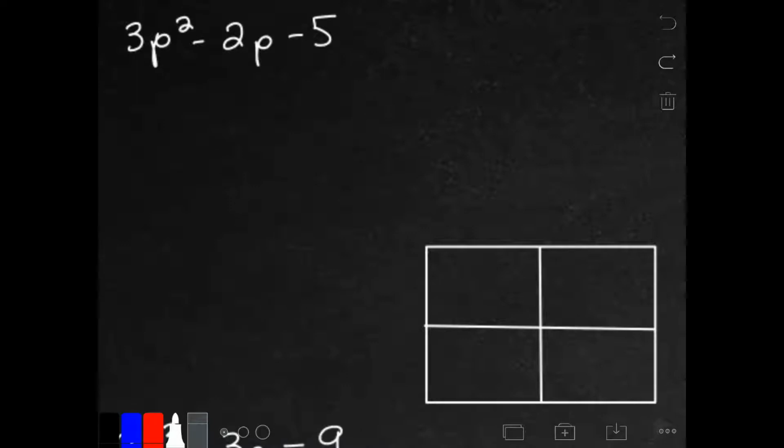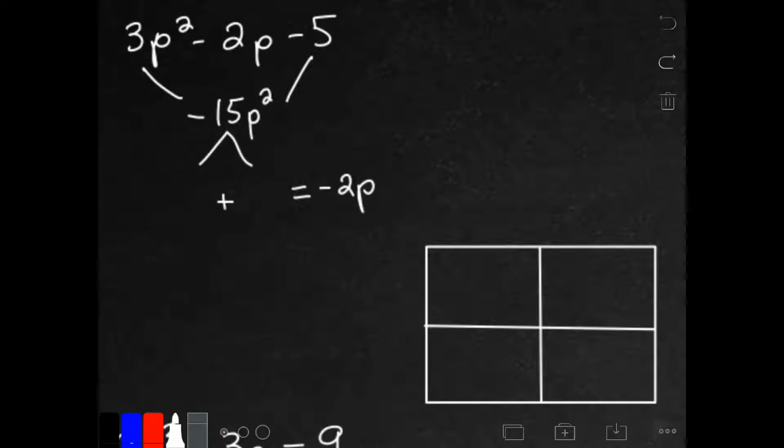So we're using the AC method. We're going to multiply a times c, so 3p squared times negative 5. That's going to give me negative 15p squared. And then I'm going to look for factors of AC whose sum is equal to b, in this case negative 2p. So when I factor this negative 15p squared, the sum needs to be equal to a negative number. So the larger of the factors will be negative, the smaller will be positive.